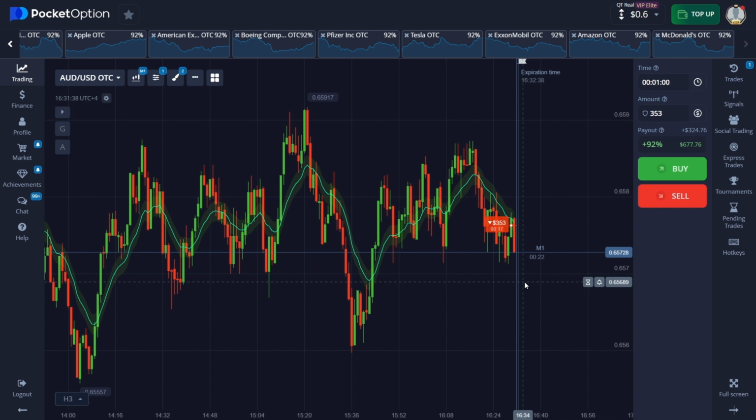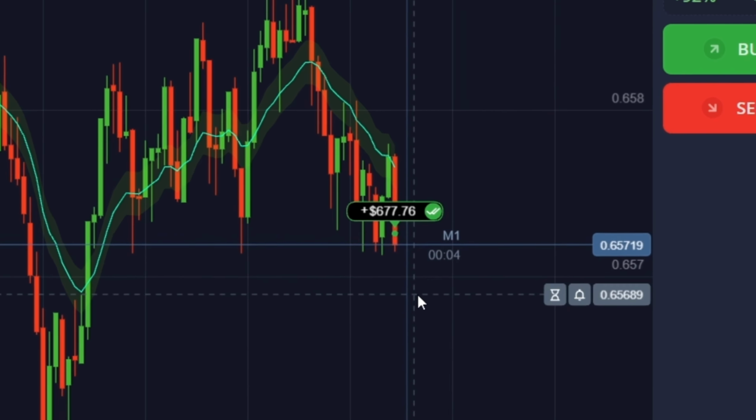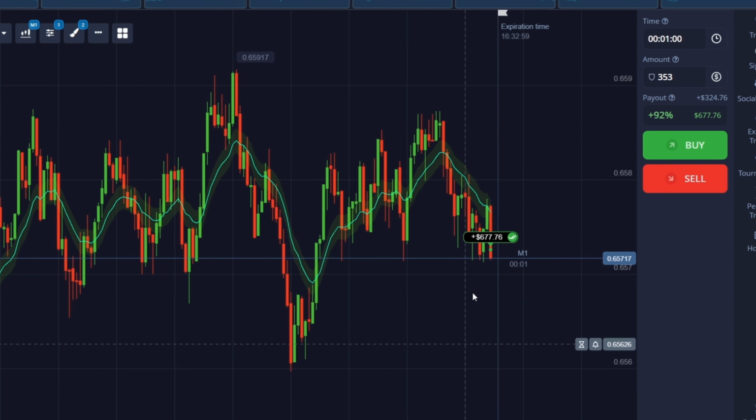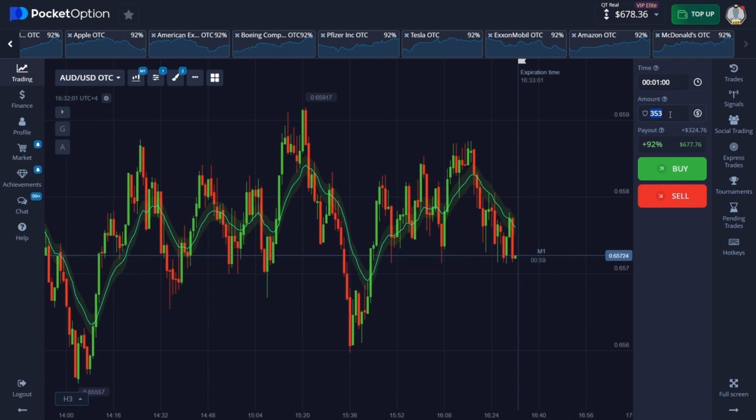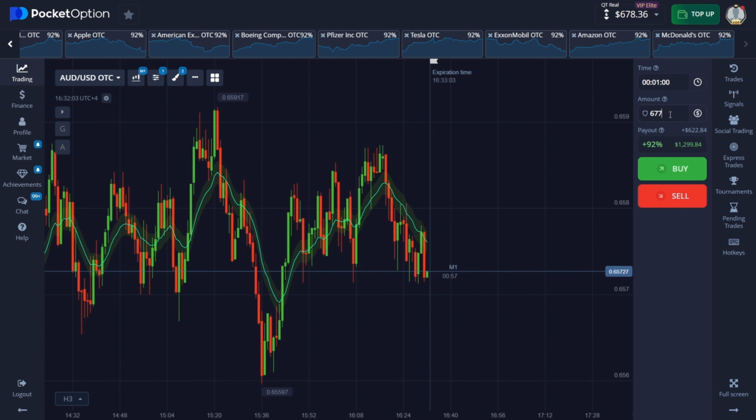Only 18 seconds left. Just a few seconds now. And we won our trade. Our balance has now increased to $678. Let's find a trade for $678.